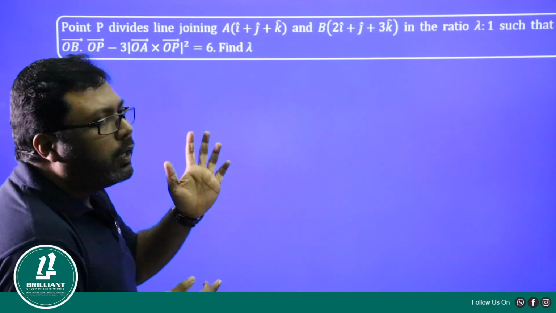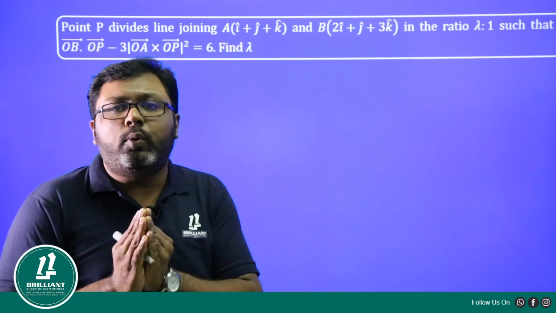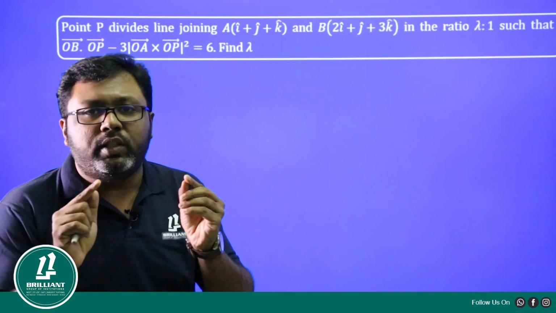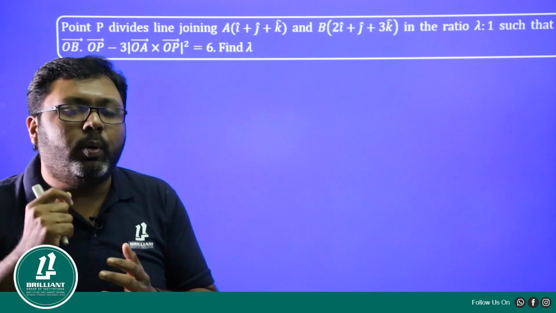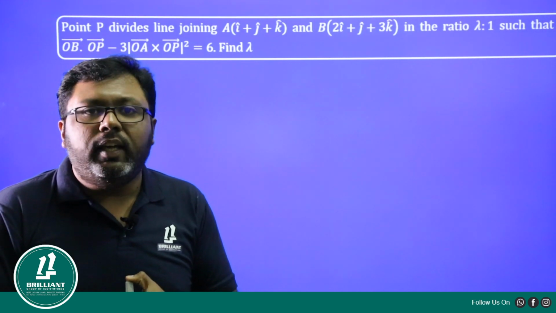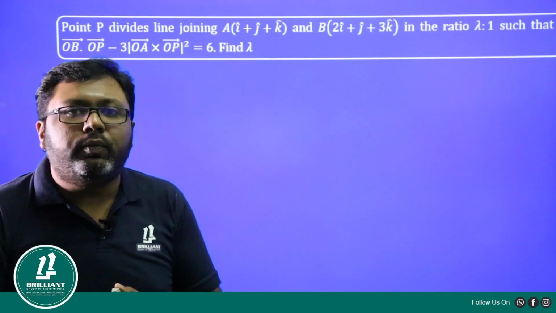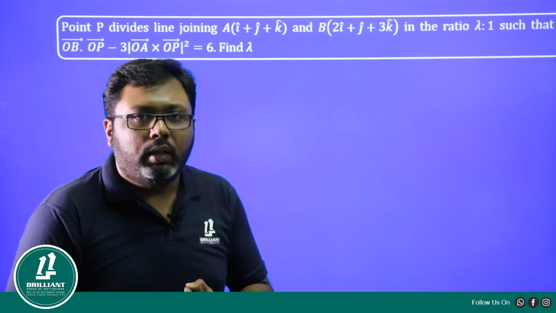The next question here, the question is very clear. They're giving you the position vectors of 2 points A and B, and the line which joins the 2 points is divided by the point P in the ratio lambda is to 1. And they're giving you an expression which relates all these vectors, and now they're asking you to find the value of lambda. Let us analyze.